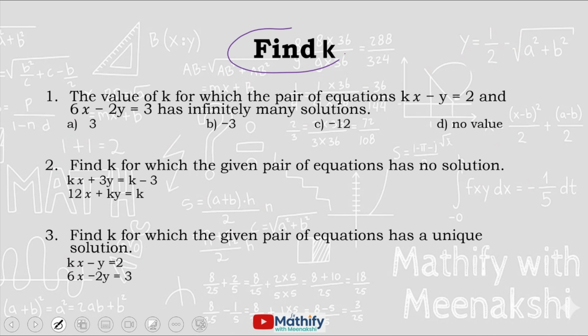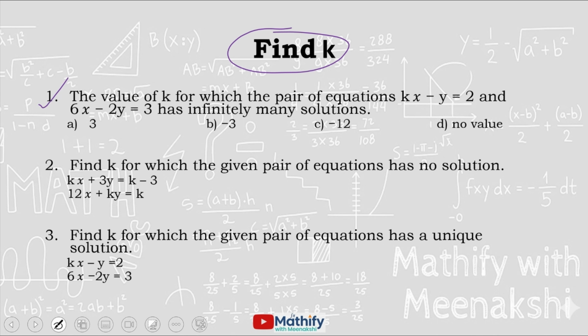Under this topic, I've written three questions for you. First, when the given pair of equations has infinitely many solutions. Second, when the given pair of equations has no solution. And third, when the given pair of equations has a unique solution. So let's see all the questions one by one.